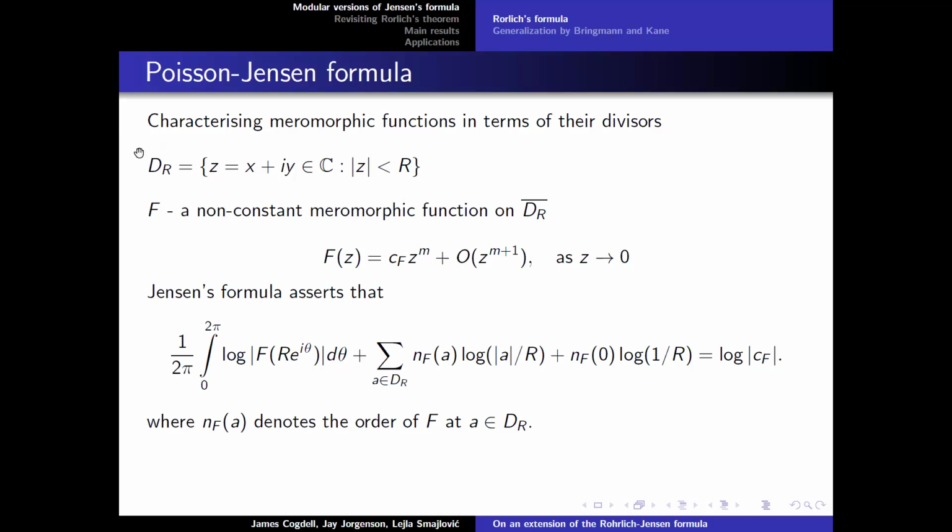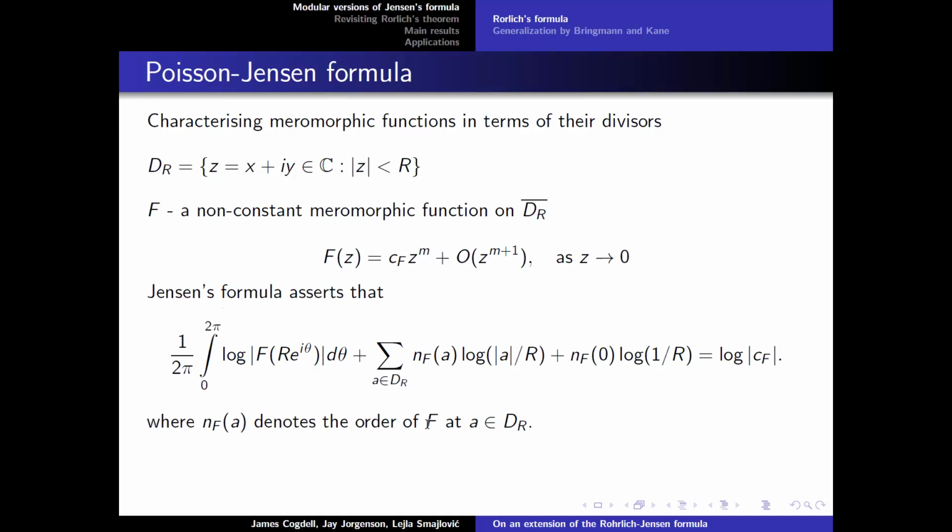So if we start with the disk of radius r centered at the origin, and we have a non-constant meromorphic function on the closure of this disk, such that its Taylor or Laurent series expansion as z tends to 0 has the lead term of the form c_f z^m, where m is an integer, positive or negative, then, of course, there are many ways one can write Jensen's formula from complex analysis.